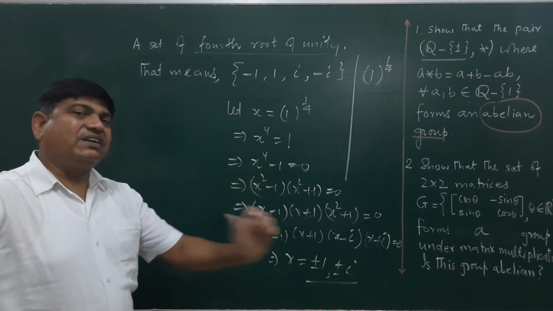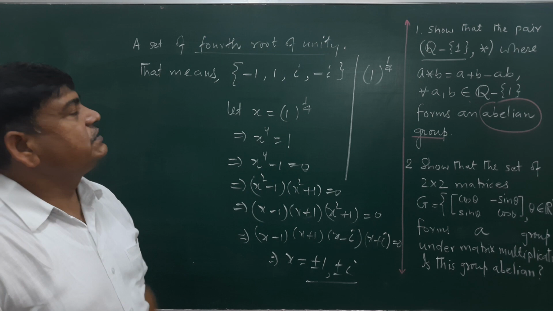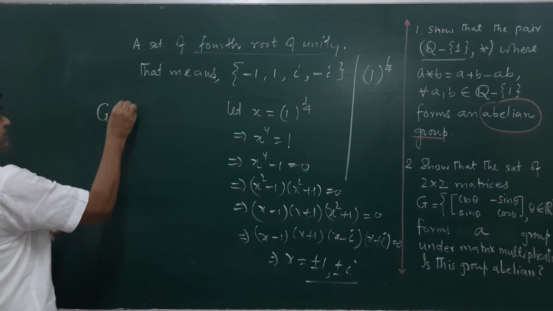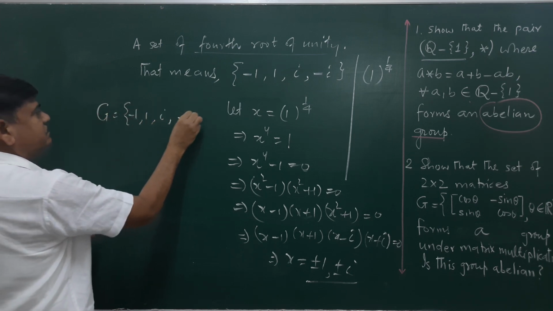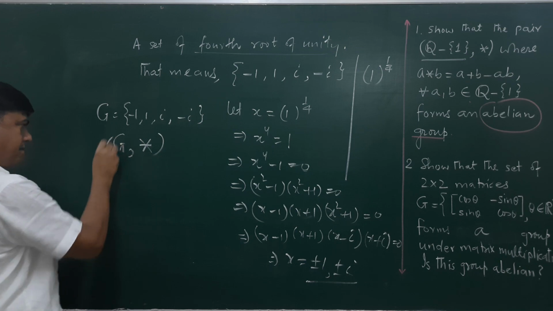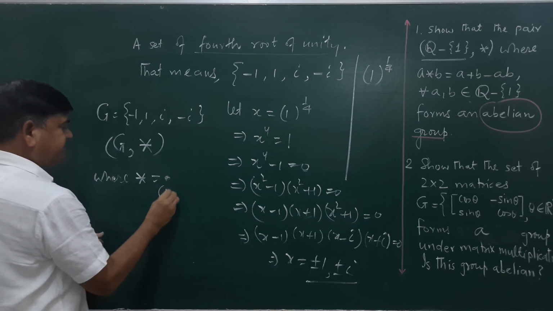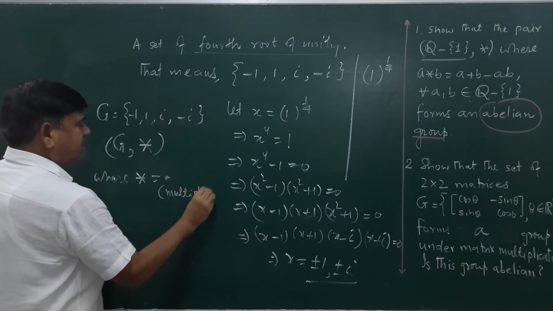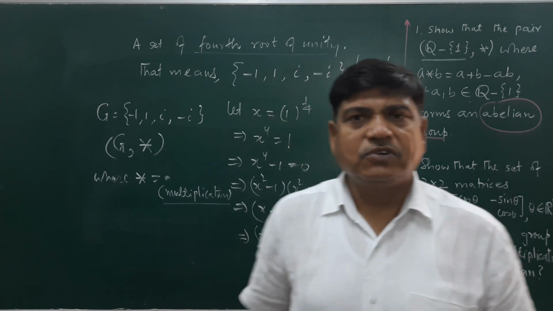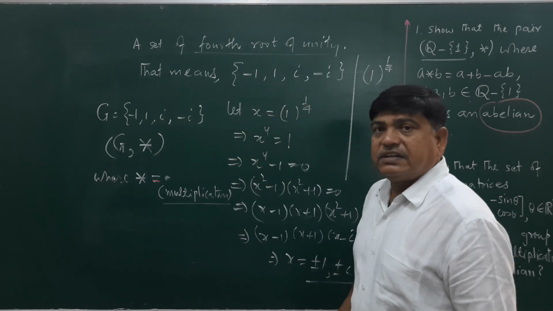This is x equals plus minus 1. It is this. We have already discussed a set of fourth root of unity means this. Let us suppose it is the pair, where star means multiplication. The binary operation or the operation is multiplication dot. This set is finite set.